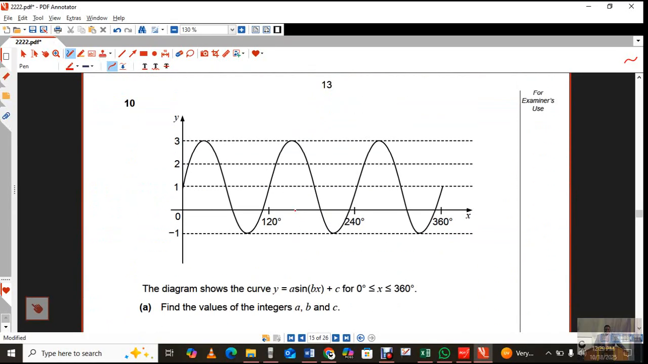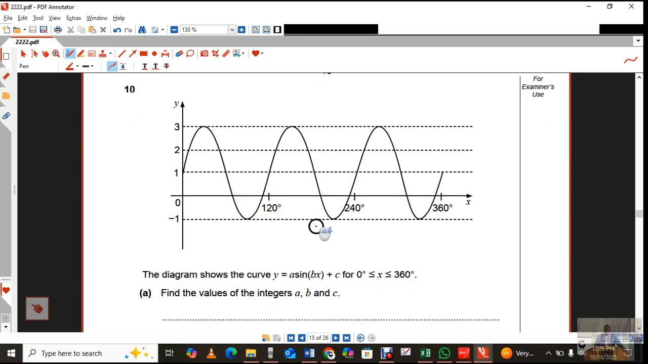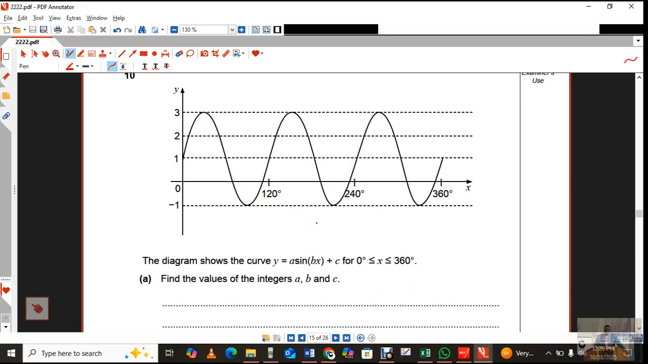That brings me to question 10. Question 10, you have a diagram that shows the curve of y equals a sine bx. So we can see that it's from 0 to 360 degrees. We need to find the value of a. And it's very clear that this curve is oscillating between 3 and -1.